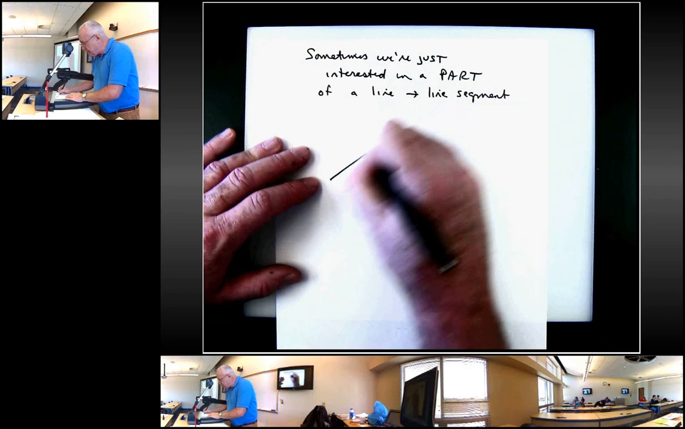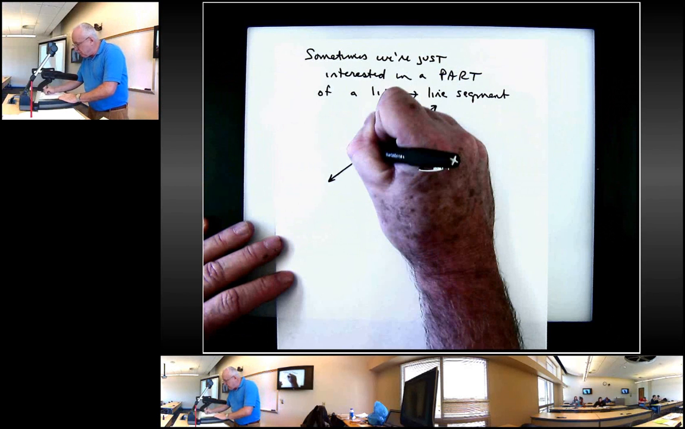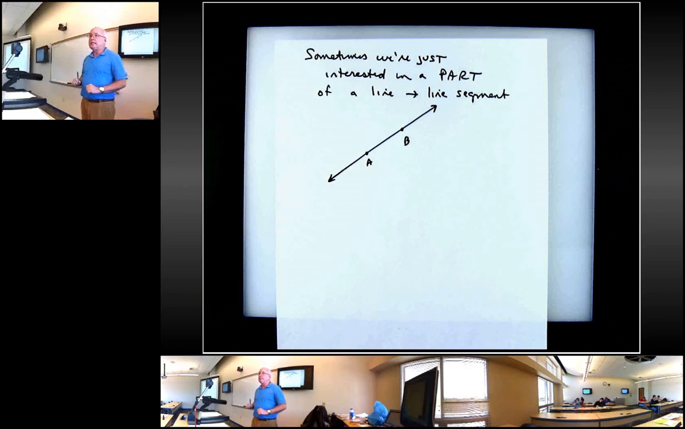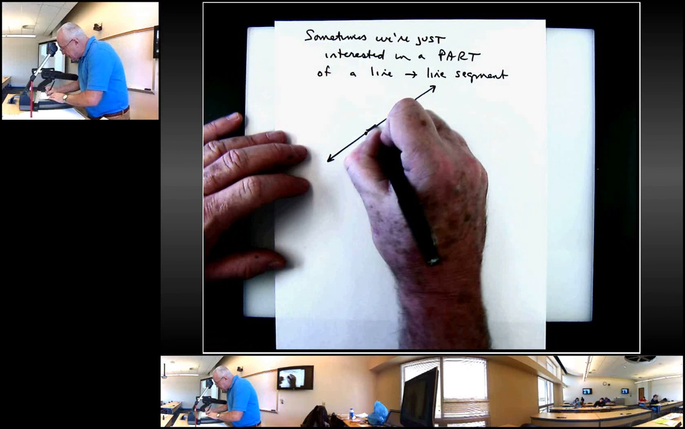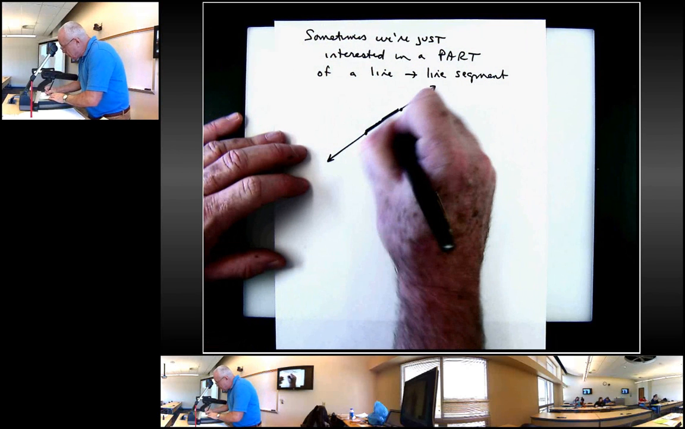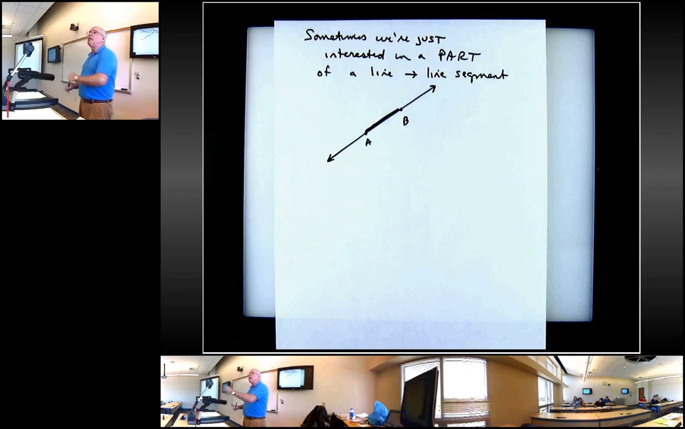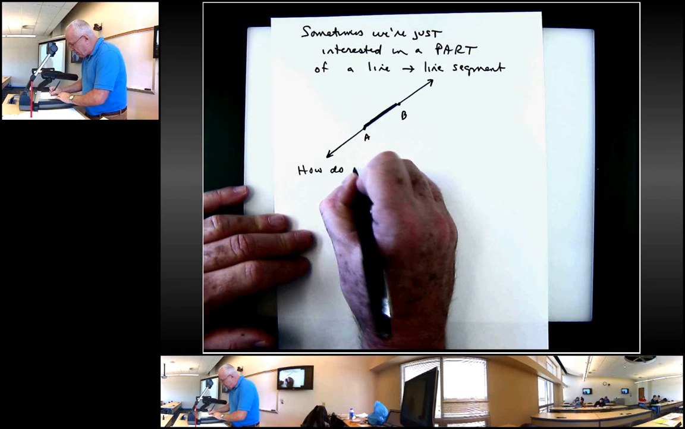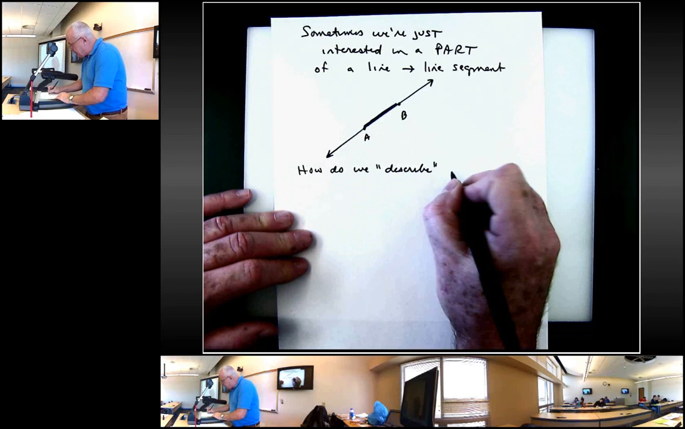So say we have a straight line here going all the way that way, all the way that way, and say for whatever reason we're just interested in from point A to point B. All right, and that's all we care about. So let me thicken this here to make it show up a little bit more. So we just want to algebraically get an equation for that segment. So the question is, how do we describe this line segment?